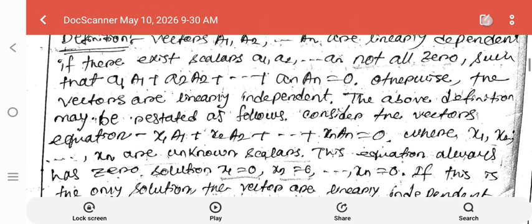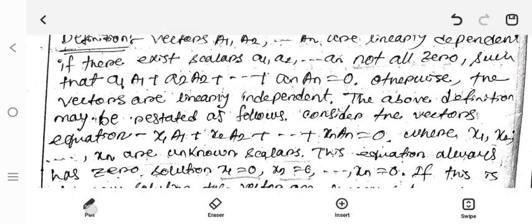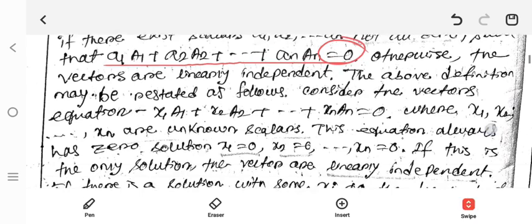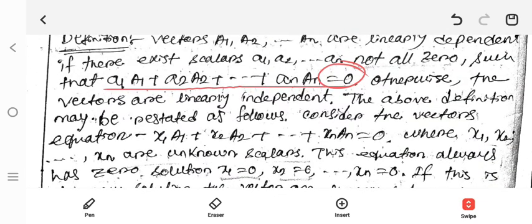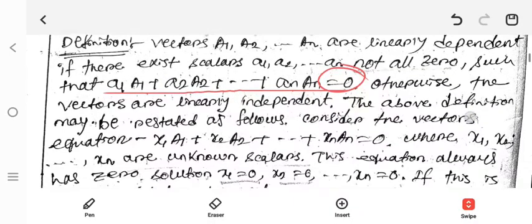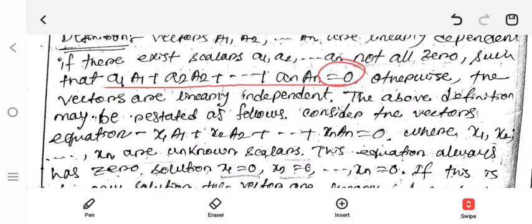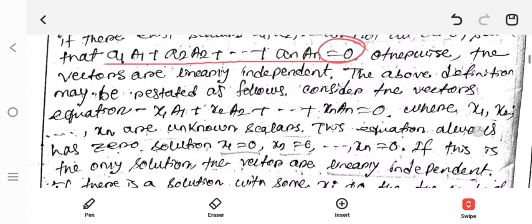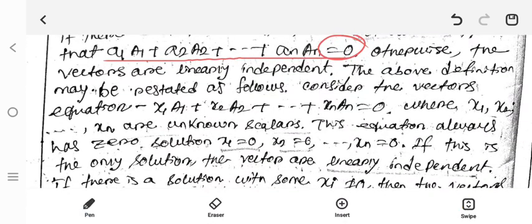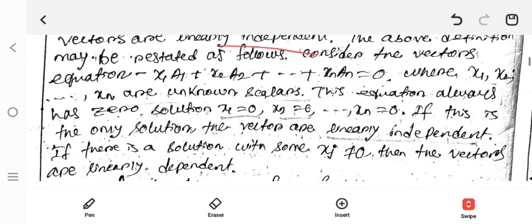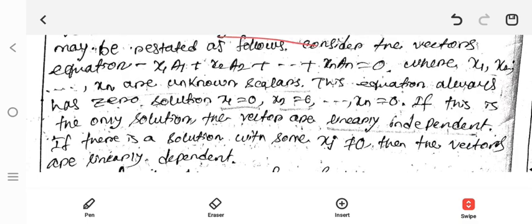the sum of the scalar products with the respective vectors, which is equal to 0. Otherwise the vectors are linearly independent. So if the sum of the scalar products with the vectors is equal to 0 with scalars not all zero, then we say that the vectors are linearly dependent, and otherwise the vectors are linearly independent. The above definition may be restated as follows: consider a vector equation like this.